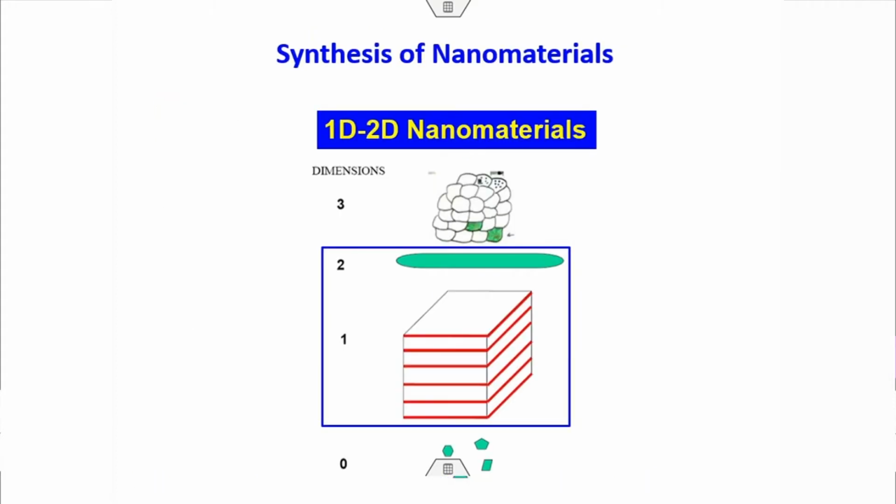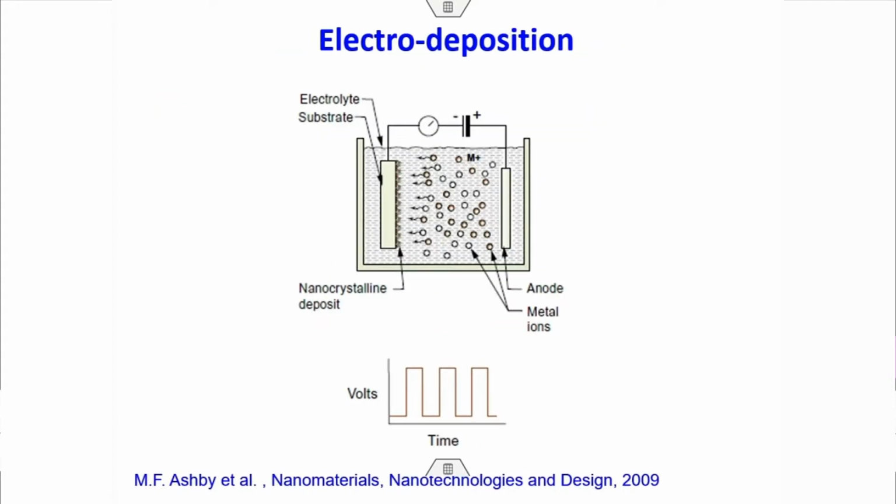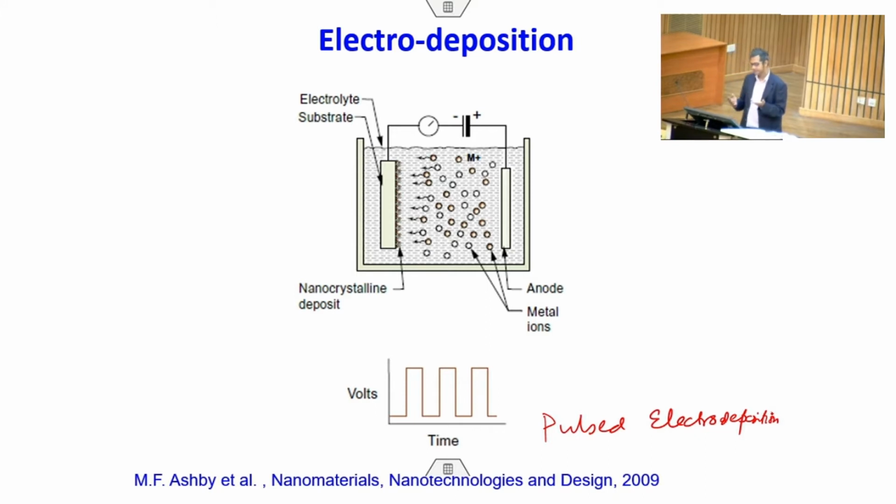You can also prepare 1D and 2D nanomaterials by using techniques like electrodeposition, which we discussed, basically pulse electrodeposition, where pulse current or pulse voltage is used to prepare the nanomaterials. This is the same as normal electrodeposition, but you are applying a pulse voltage, correct. With high current density and the usage of some kind of additives, one can actually make nice 2D nanomaterials.